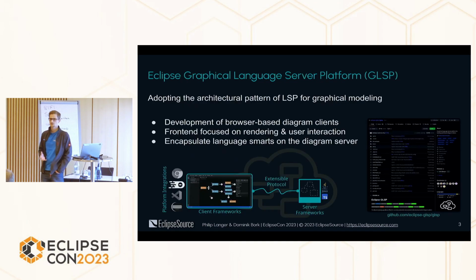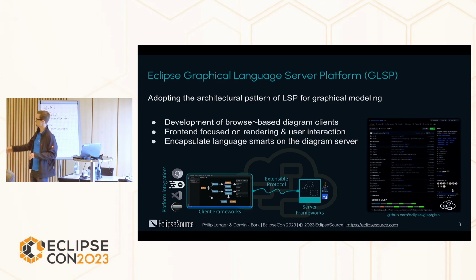Basically, the idea behind GLSP is to adopt the architectural pattern of the language server protocol, which is, of course, hugely popular for textual languages, but apply this architectural pattern to diagram languages or graphical languages in a way that you still get the same benefits: you can do the front-end development entirely browser-based, whereas the front end stays focused only on rendering of the diagrams and user interactions, and the back end does the heavy lifting in terms of model management, manipulating the model, implementing the language editing rules, and all these things.